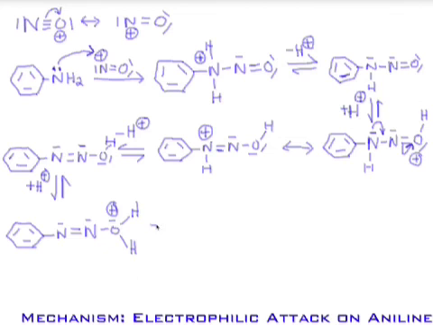Water is a good leaving group. A loss of water leads to a minor contributor of the Benzenediazonium salt. Minor because the right-hand nitrogen has only 6 electrons around it. It has the positive charge.